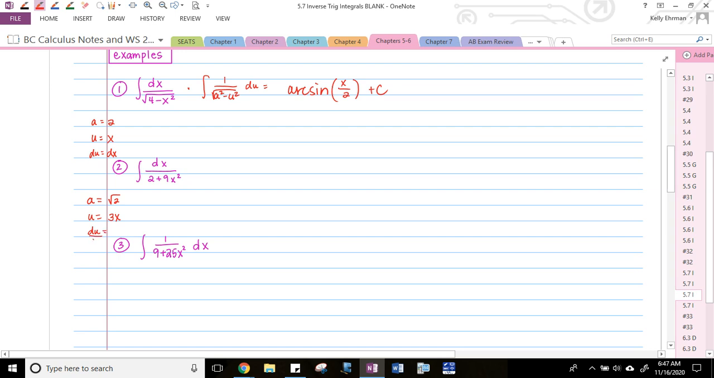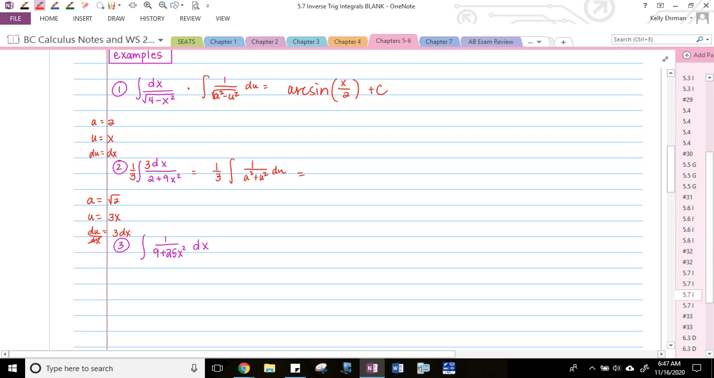Du dx would be 3, or du is 3 dx. Either way, I have a little adjustment I need to make. I need a 3 right here, so I'm going to put a 1/3 out in front. So I have 1/3 times the integral of 1 over a squared plus u squared du. I like to rewrite this every time. I've been doing this for a while now.